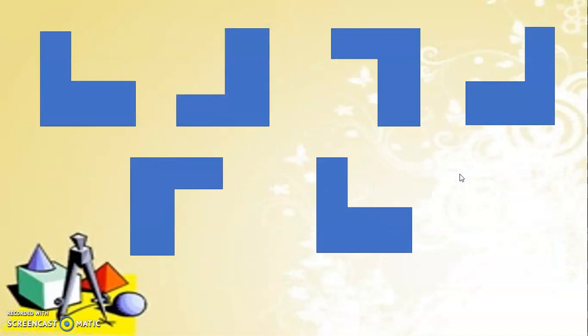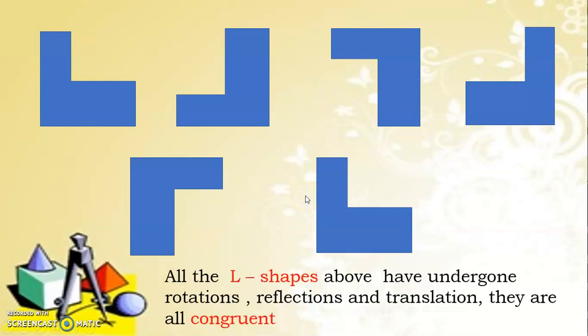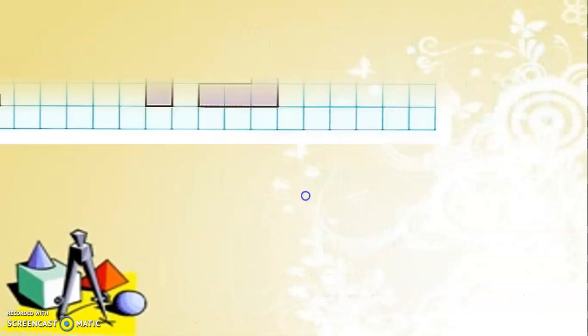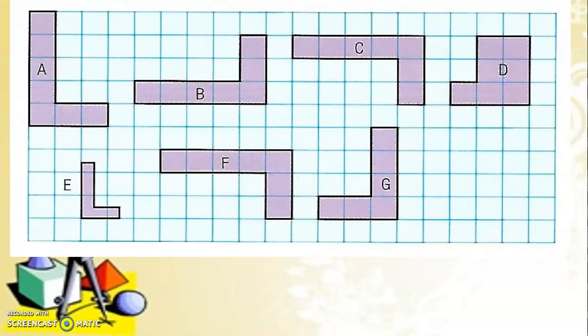Look at this L shape. This L shape is already translated, reflected, and rotated, but we can still say they are congruent to each other. Now, let us have another example. Look at this one. Once we use grid lines, it is easy to find out if the shapes are congruent to each other.